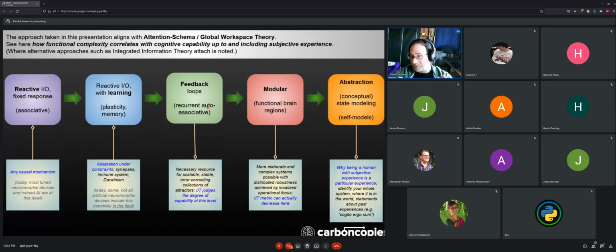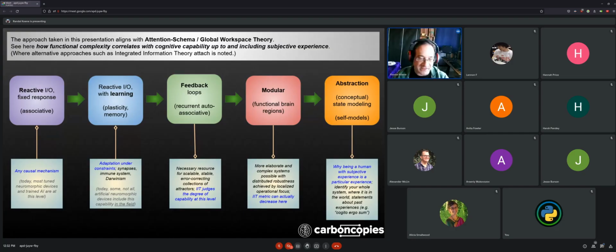So you don't just have a forward system that has some learning in it, but you have the ability to include your own output in your learning. So recurrent auto-associative loops there. These are necessary for scalable and stable error correcting and all that sort of stuff. This is actually where IIT begins to make statements. It sort of judges the degree of capability at this level. If you have a network that has a certain number of inputs, that has recurrence in it, IIT can calculate for you some value that is supposed to make a statement about how capable this system is.